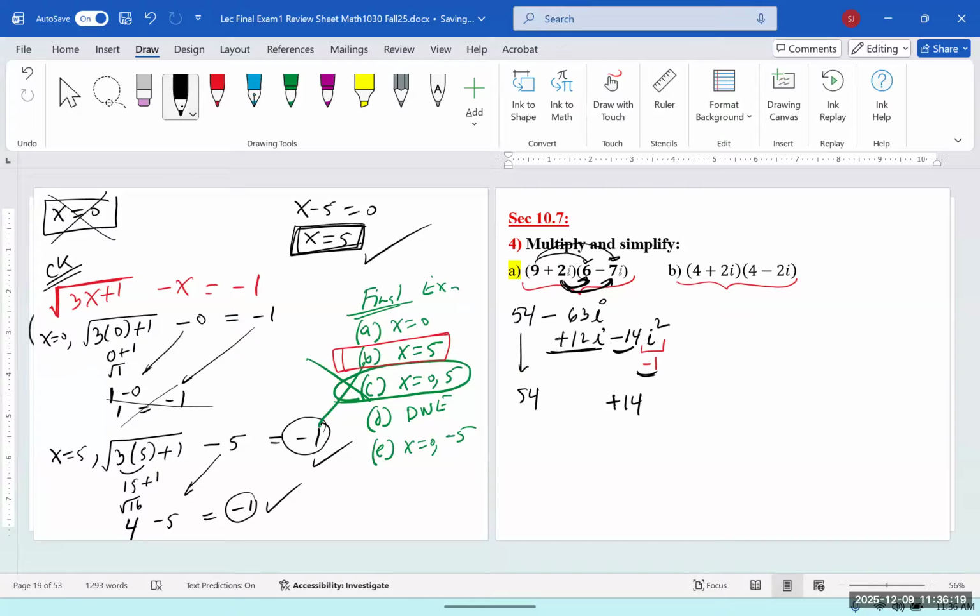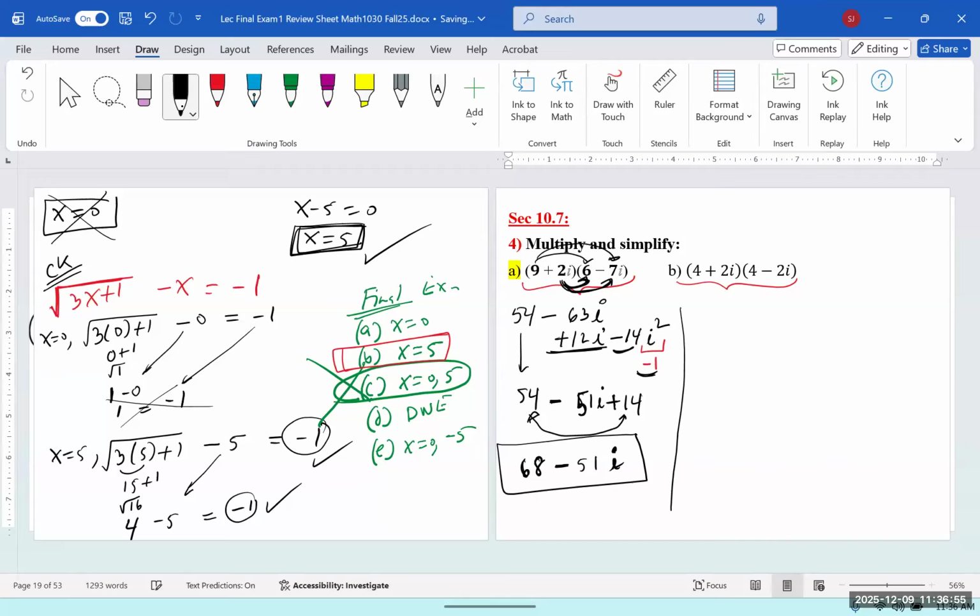And in the middle, these are like terms. So when you combine them, you get negative 3 minus 2, which is 1. 6 minus 1 is 5. So you get 51i in the middle. And then we see these two are like terms, so we combine them. 54 plus 14, we get 68. And we have 51i. So the real number should be written first, and then the imaginary number.